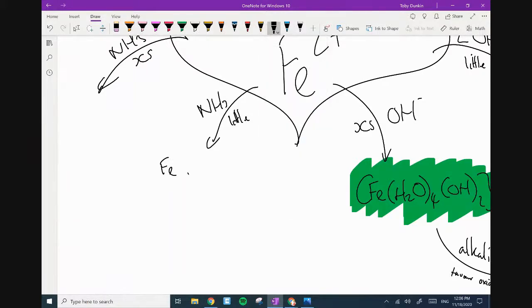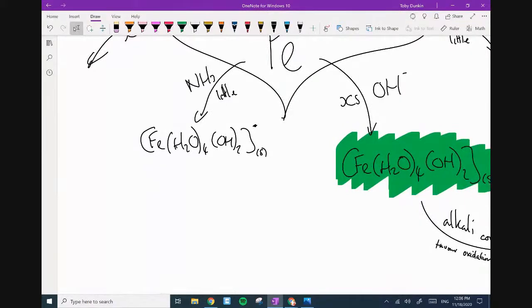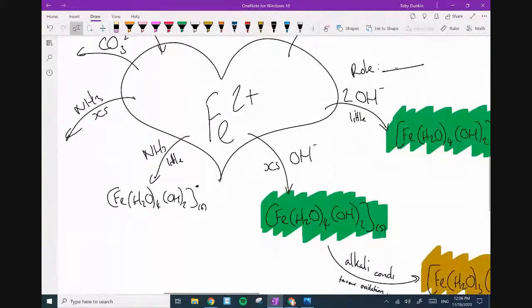So with the ammonia, it's the role. Its role, by the way, is a base. That's why the two reactions are the same. The ammonia is acting as a base.